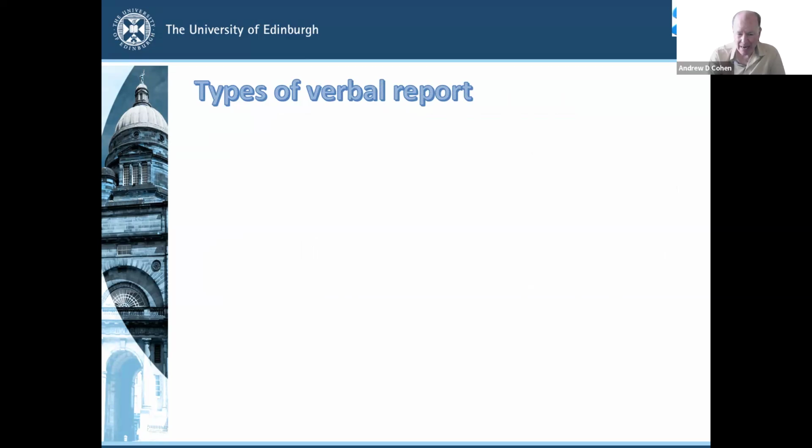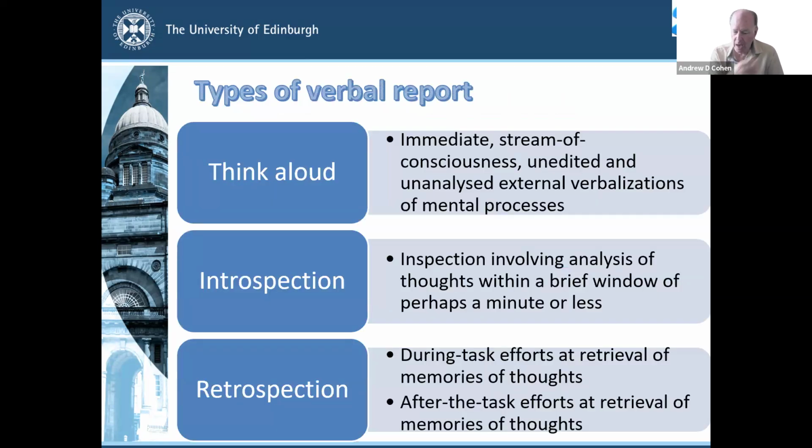Okay, so types of verbal report. Well, there are three actually. There's think aloud, which is immediate stream of consciousness. It's unedited and unanalyzed external verbalizations of mental processes. This is think aloud. Then there's introspection, involving an inspection, which is analysis of thoughts within a brief window of perhaps a minute or less, while the thought is still active in the mind, often just a few seconds.